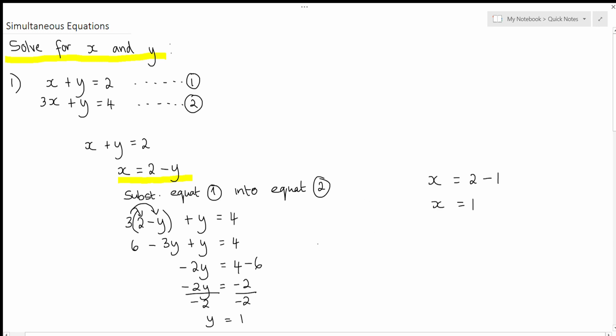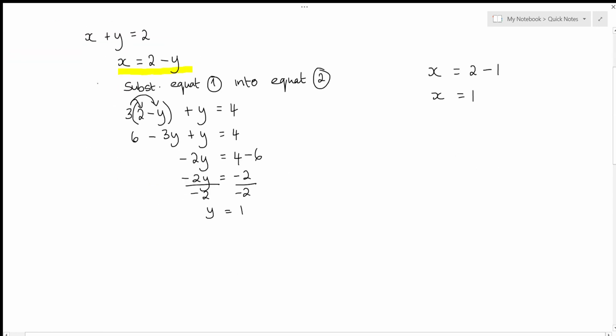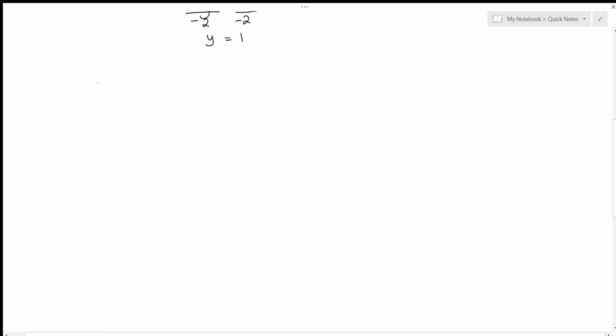So I have solved for x and y. x is equal to 1, y is equal to 1. And if I go back to equation 1, 1 plus 1 is equal to 2. And if I sub into equation 2, 3 times 1 is 3, and 3 plus 1 is 4. Therefore, my answer is correct. Let's have a look at number 2.